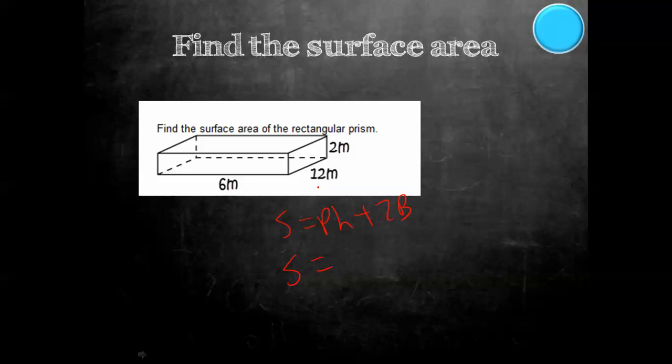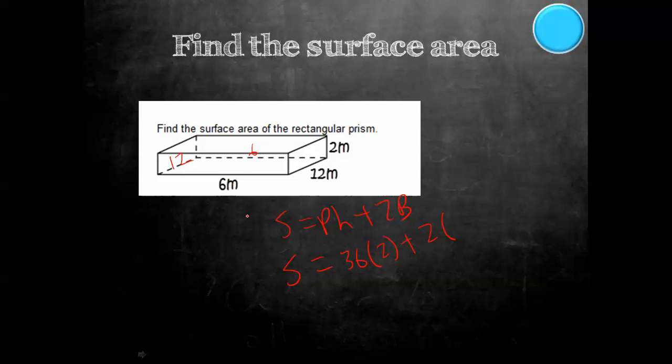So we're going to add up the perimeter of the base. Okay, so 6 plus 12 is 18, and we know that's going to be the same on the other side. So we're going to have 18 plus 18, which is 36. We're going to multiply it times the height, which is 2.